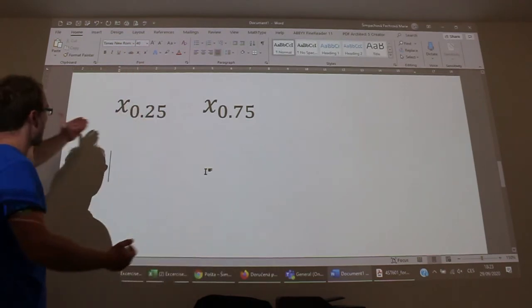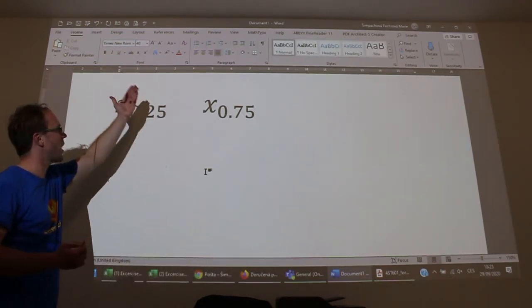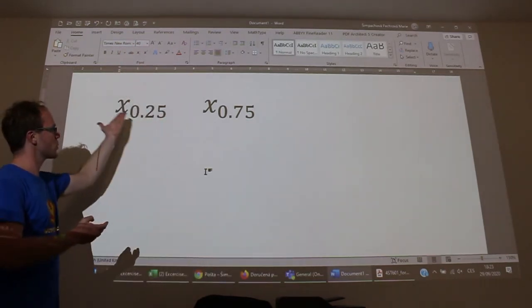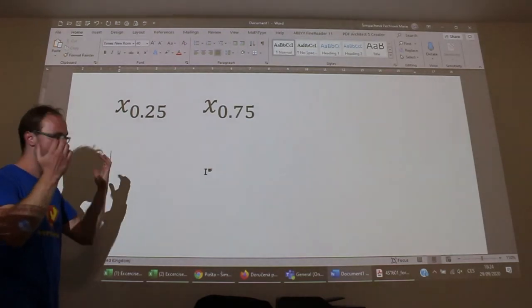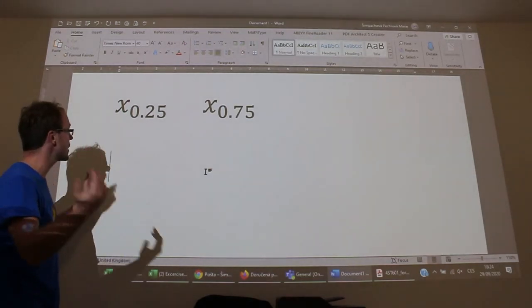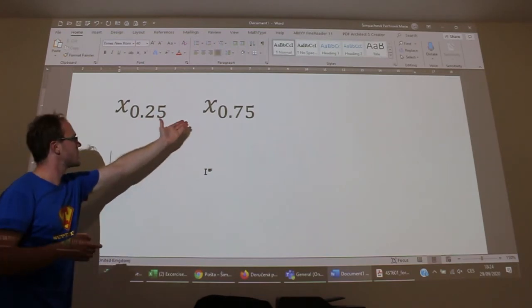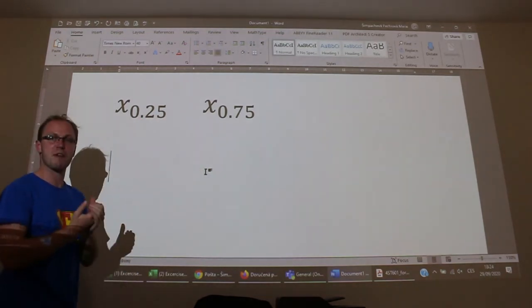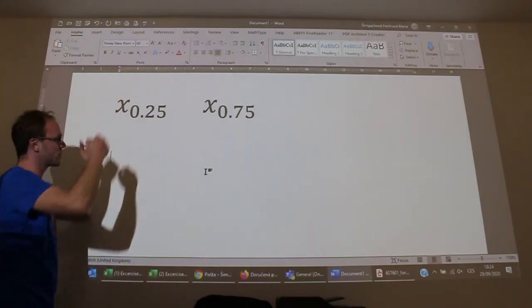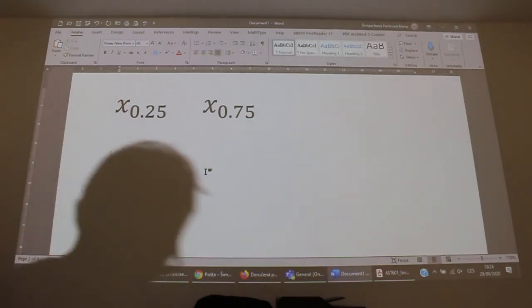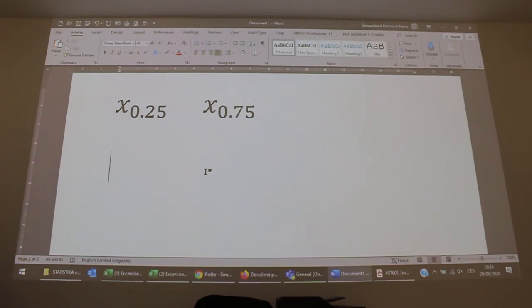Why? Why didn't I use 25 and 75? Because all formulas are designed on relative numbers. Yes? 0.25 is 25%, 0.75 is 75%. Yes? So this is our P product, the P value here.